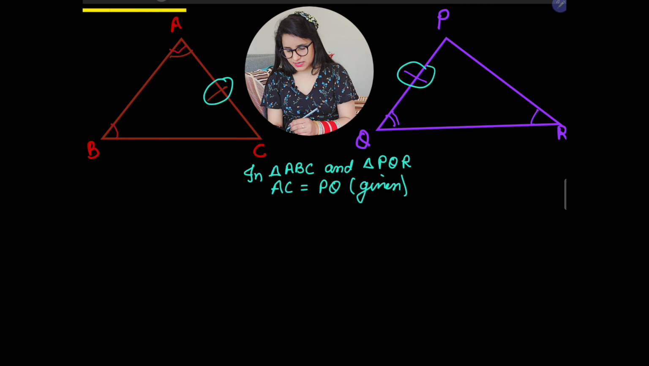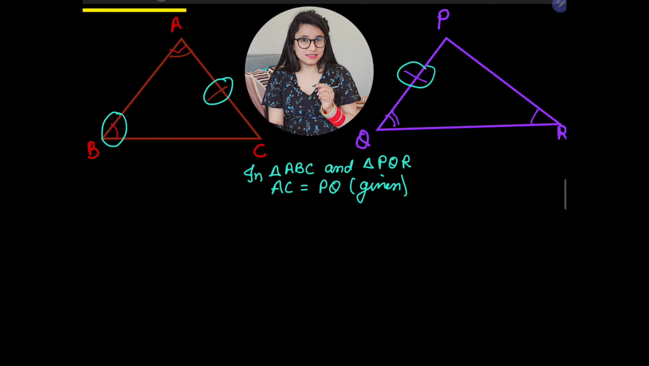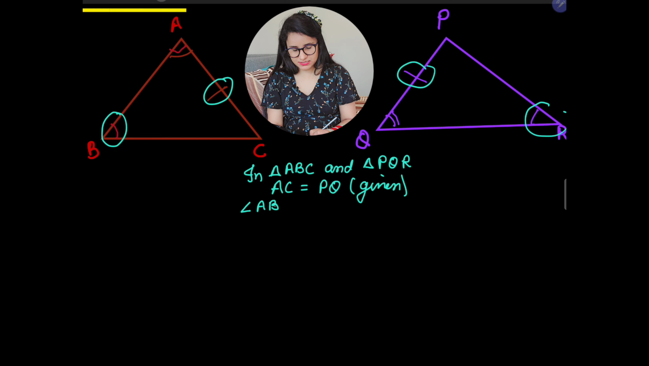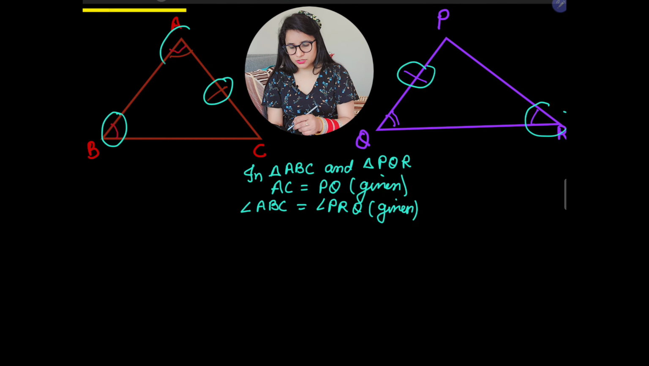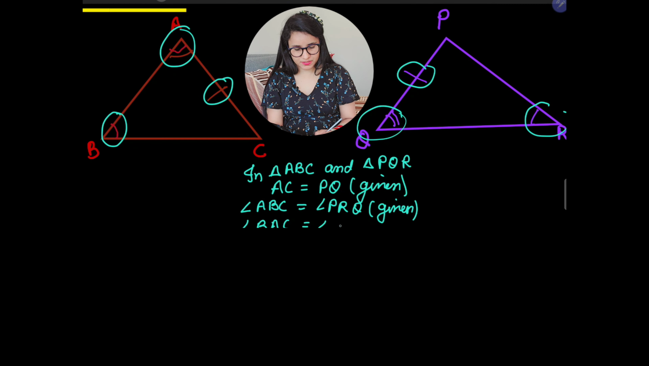Now, if I consider angle B with a single arc is equal to angle R with a single arc, so you will write down angle ABC is equal to angle PRQ. Again, what is the reason here? It is given. Now coming to the last one, angle A is equal to angle Q. So angle BAC is equal to angle PQR. Again, the reason here is given.